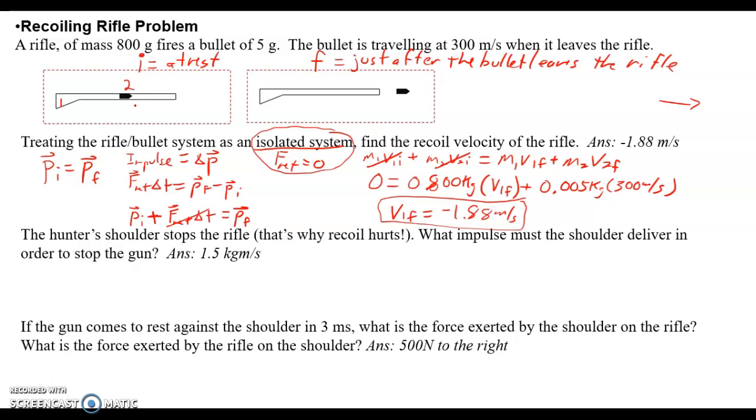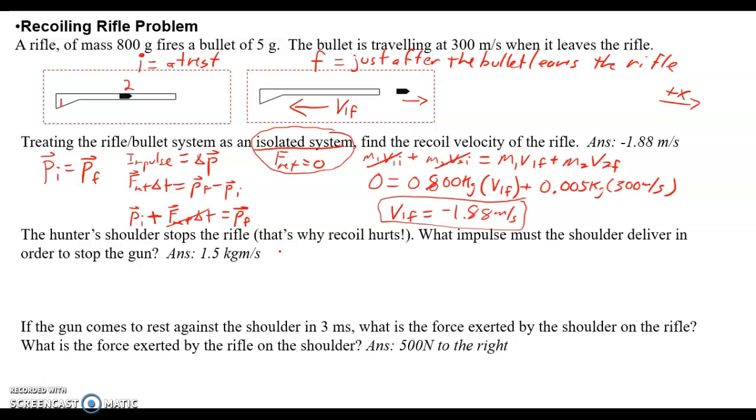So in the last video, we had begun this problem and we had calculated the final velocity of the rifle moving to the left to be 1.88 meters per second. We picked to the right to be our positive x direction, and we found that the final velocity of the rifle, V1F, was negative 1.88 meters per second, while the bullet was traveling to the right at 300 meters per second. Now we're looking at another interaction, which is between the hunter's shoulder and the rifle.